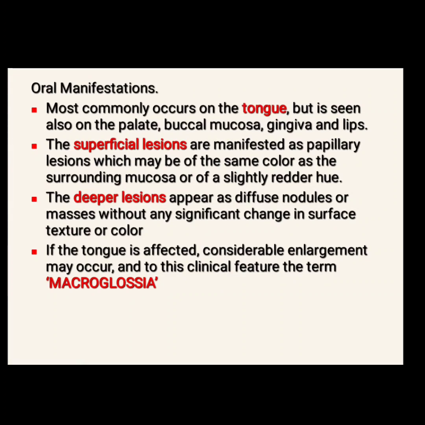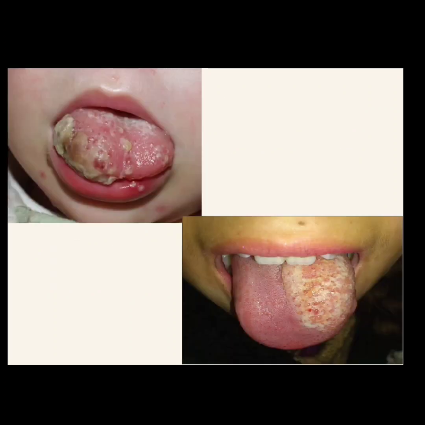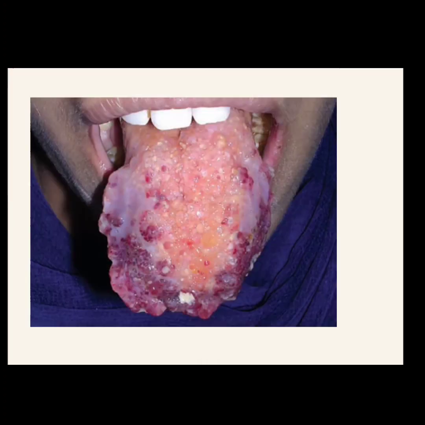When lymphangioma occurs on the tongue, we see considerable enlargement of the tongue, and this is known as macroglossia, that is, enlargement of the tongue. Macroglossia can occur unilaterally or bilaterally. In the photograph we can see unilateral enlargement of the tongue. The lesions are papillary in nature and almost the same color as the surrounding mucosa.